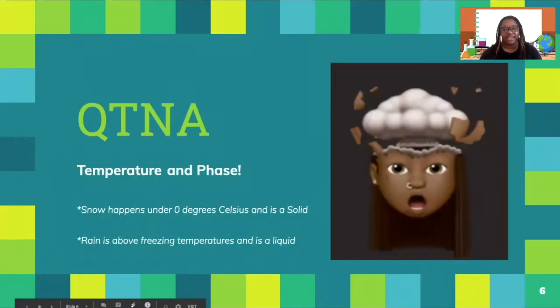Temperature and phase, all right? So snow happens when we get under 0 degrees Celsius or 32 degrees Fahrenheit, and it's a solid. So if you ever want to know if it's going to snow, if they say there's a chance of precipitation and it's under 32 degrees Fahrenheit or under 0 degrees Celsius, it's definitely going to snow. All right. Rain is above freezing temperatures and it is in liquid form.